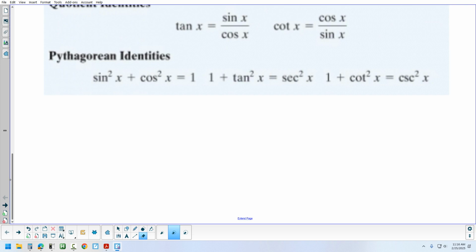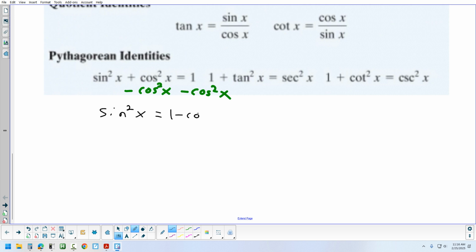Now, one thing we can do with these is we can rearrange them. For example, you can take the identity and minus cosine squared from each side. When you do that, you have sine squared by itself, because cosine squared is gone. And on the other side, 1 minus cosine squared. That's the same identity as this one. It's just you move something to the other side.